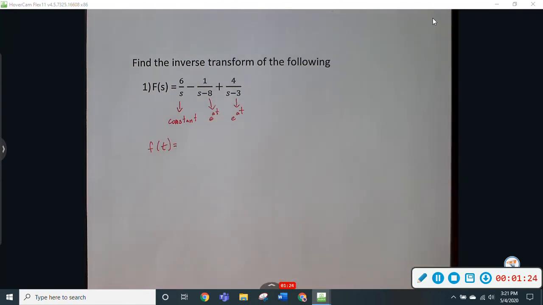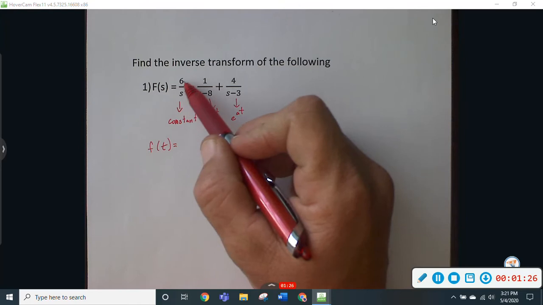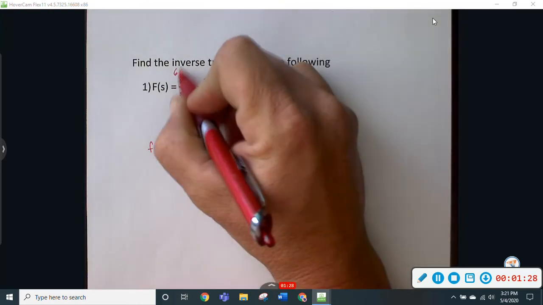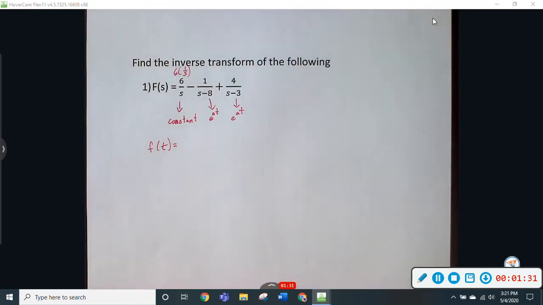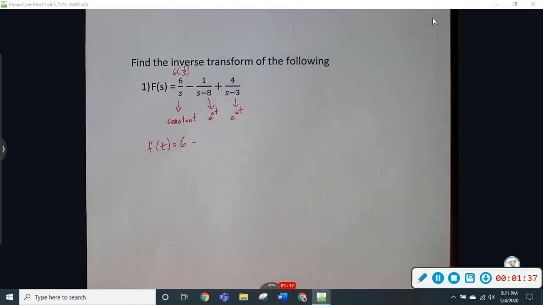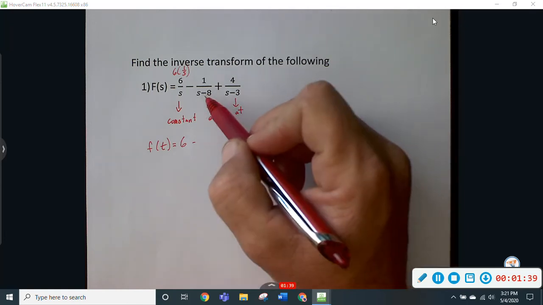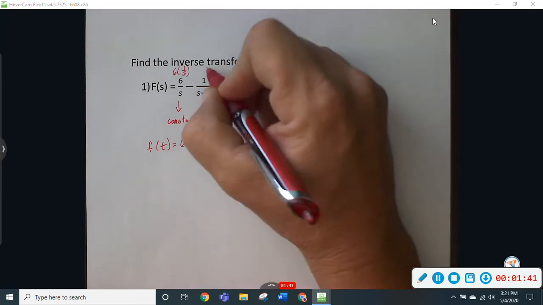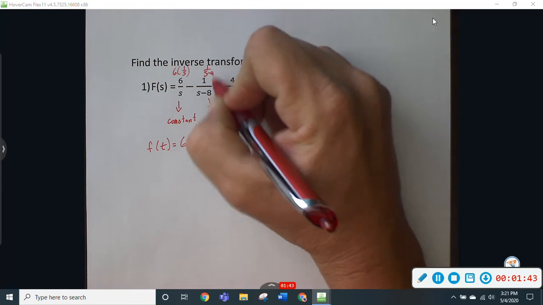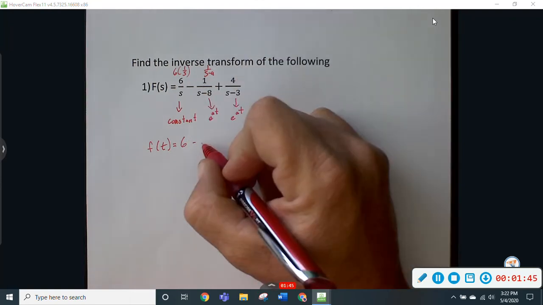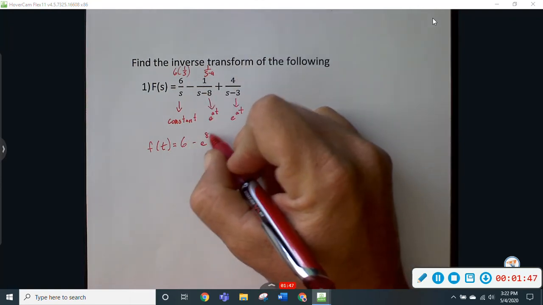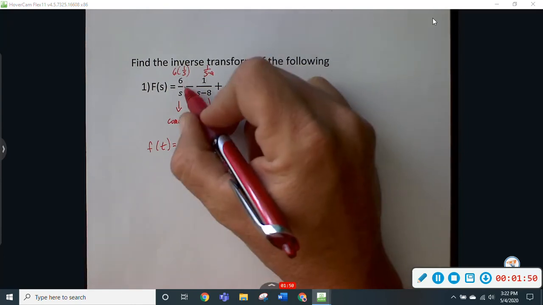6 over s matches with our constant, which is 1 over s. This could be written as such. So it would just be 6 in front of our constant, which is just itself. Minus e to the at. Again, noticing that it's 1 over s minus a. A is 8, so it's, you guessed it, e to the 8t. Why is there a minus sign in front? Well, there's a minus sign right there.